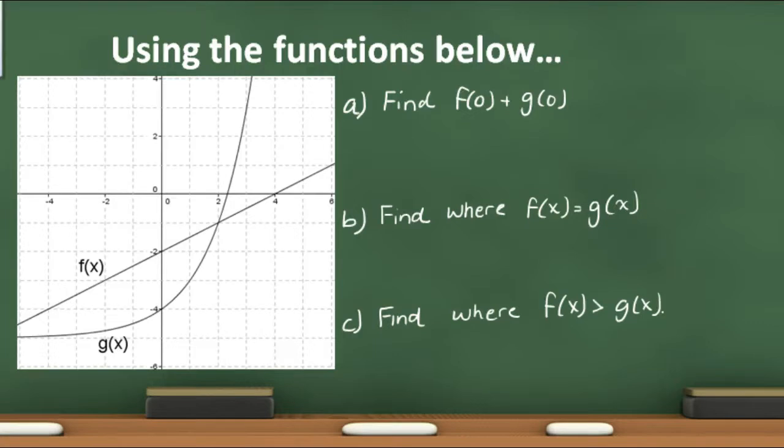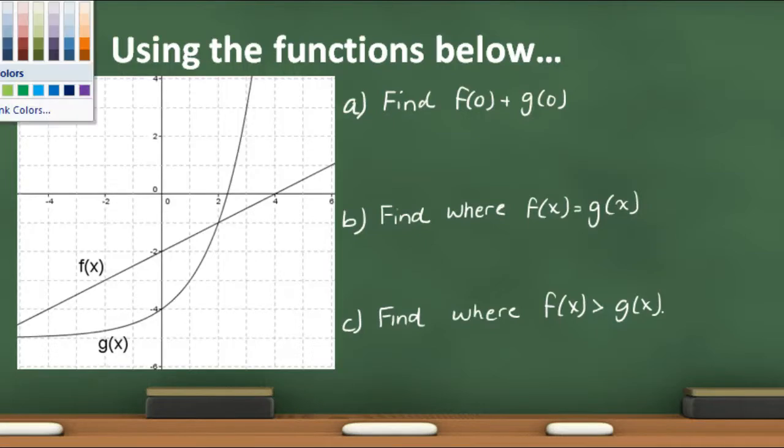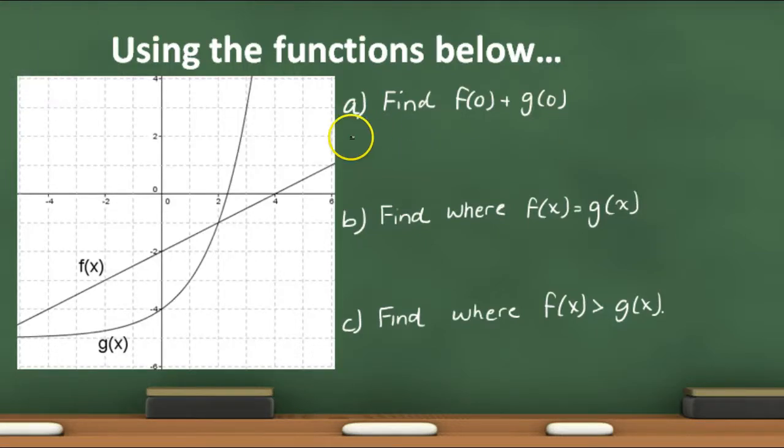Now obviously these functions could continue, but for this problem set, we're just going to go with what we've got here. So it says find f of 0 plus g of 0. So f of x is the line, and g of x is the curved graph. So this really means when x equals 0, find f of x.